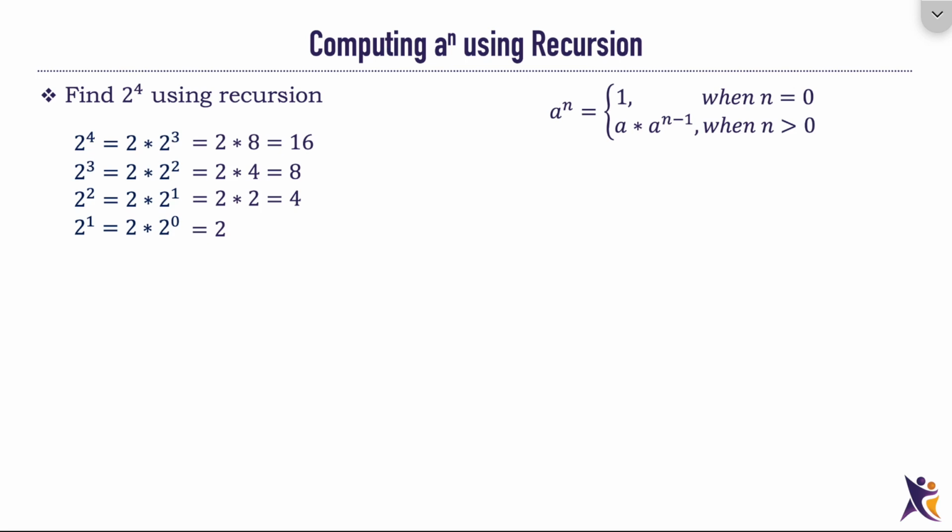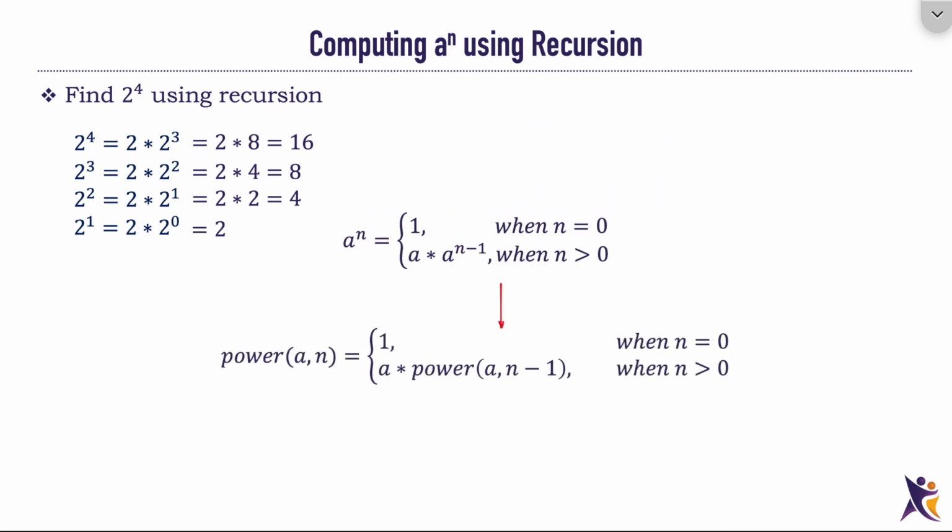So let's consider this recurrence relation, and let's write it in terms of functions. So here is this function power of a comma n. The value of a power n is equal to 1 when n is equal to 0, and if n is greater than 0, then we'll have a into power of a comma n minus 1. So this is our recurrence relation, and we are going to implement this recurrence relation in C programming.